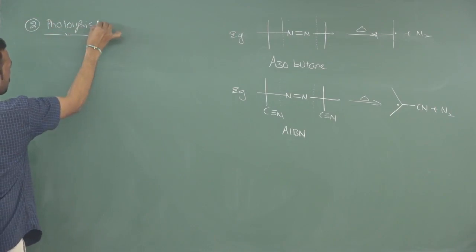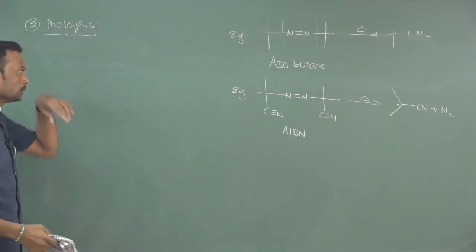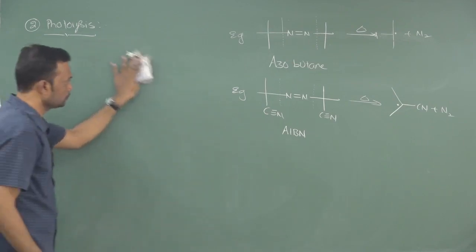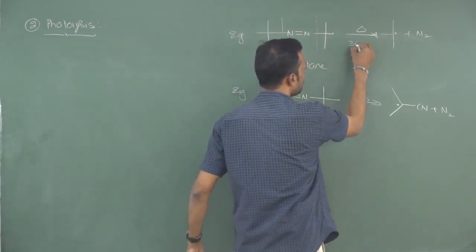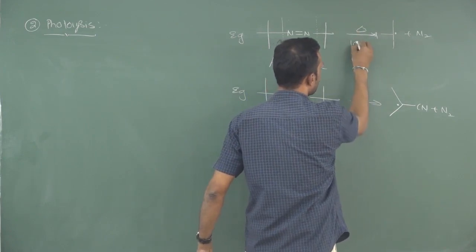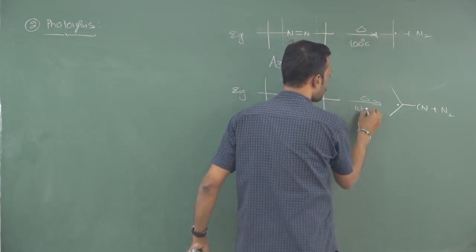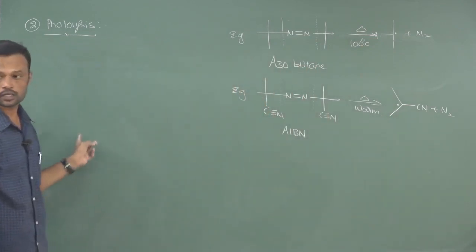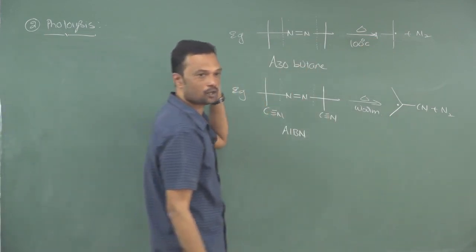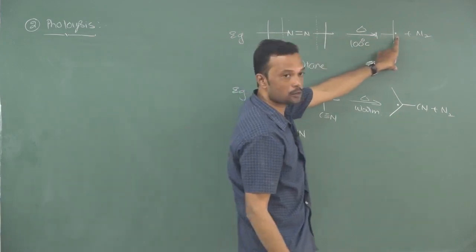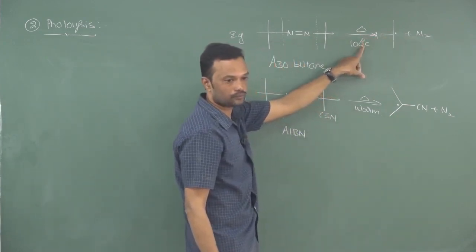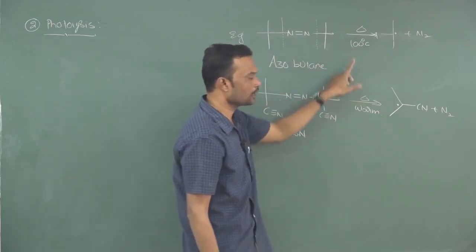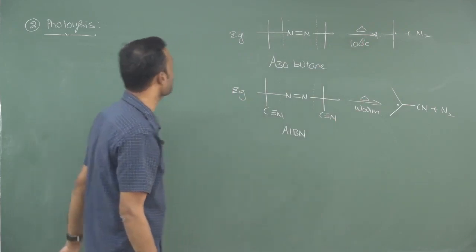Next, we can also initiate by photolysis. So nearly 100 degrees centigrade of temperature is required here, and normal warming is sufficient. In the last case, azomethane required 300 degrees centigrade of temperature. High temperature was required for azomethane. Why? Because here you are getting a stable radical, which requires less energy.